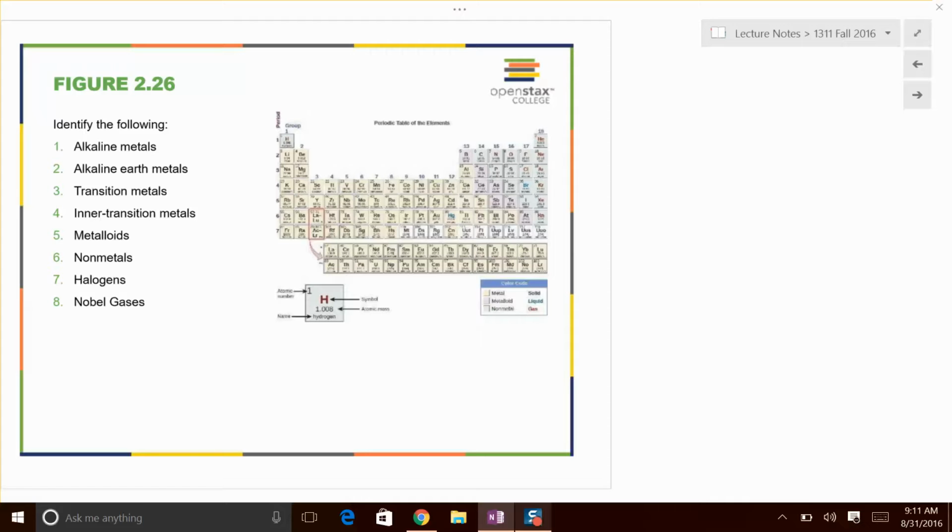Let's first identify what metals and nonmetals are. The periodic table is mostly metals. This red line is the divider. These are the nonmetals. Everything else is metal. So most of the periodic table is made up of metals with a few nonmetals over here.